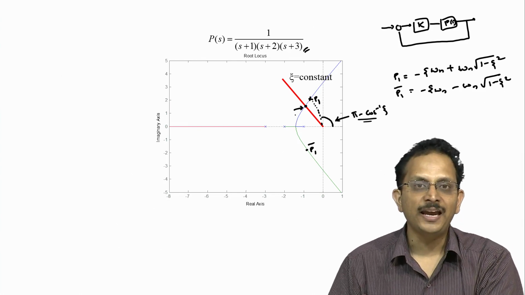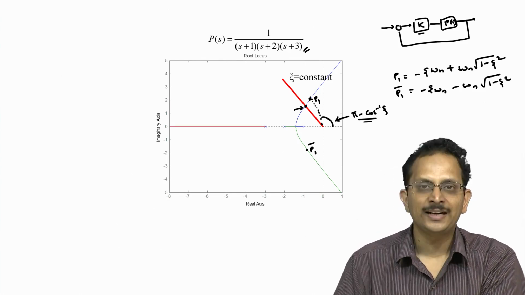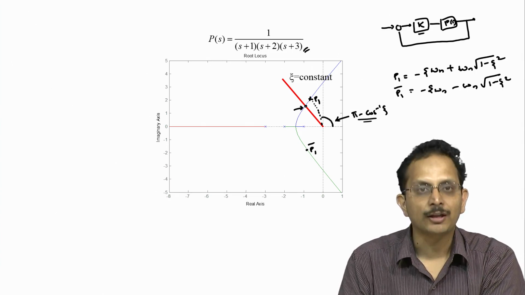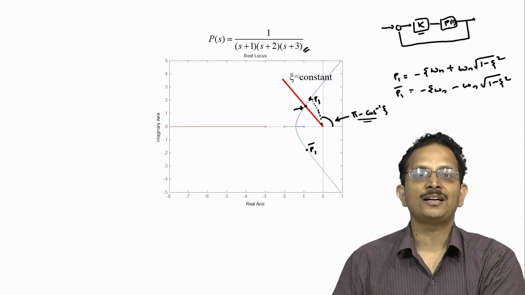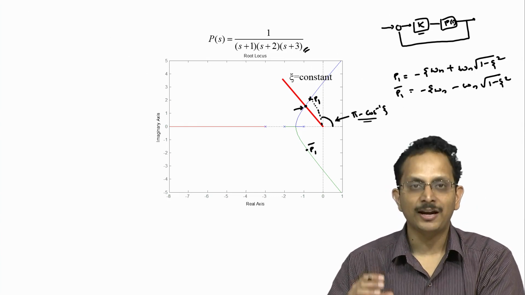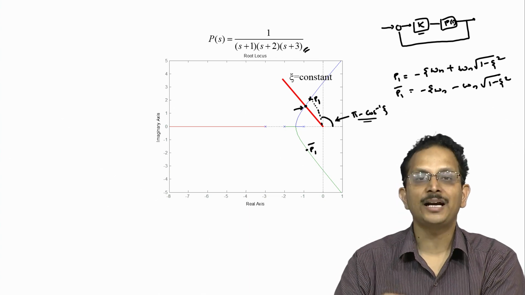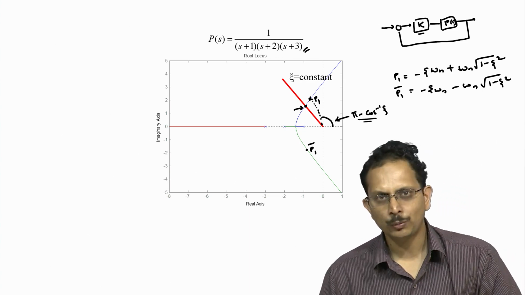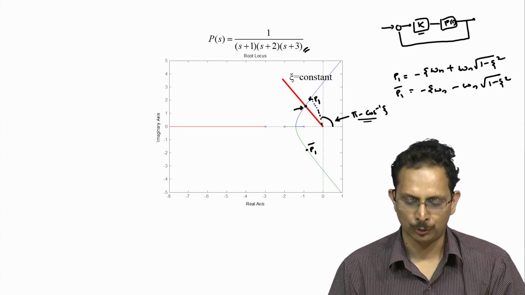Now we determine the gain of the controller K that will allow the closed loop pole to be located at this particular point, and that is the gain that our controller needs to have for our closed loop system to have a pair of dominant poles with that particular specified value of zeta. So this is one very simple application of root locus.